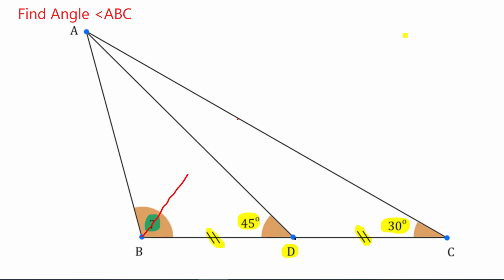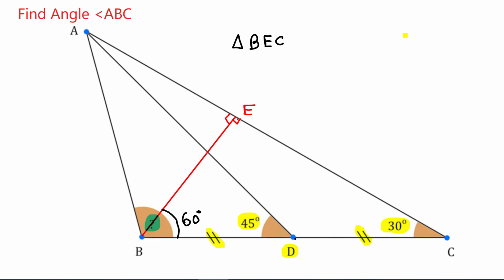So let us draw a perpendicular from B to side AC. So this is perpendicular. This means this angle is 90 degrees. Let us call this point point E. Then in triangle BEC, we can say this angle is equal to 60 degrees, because the sum of the angles is 180 degrees. This angle is 90 degrees and this angle is 30 degrees, so 120, and 120 plus 60 is 180 degrees.